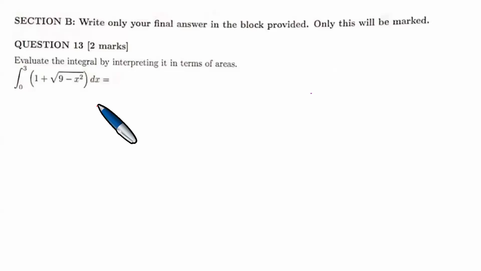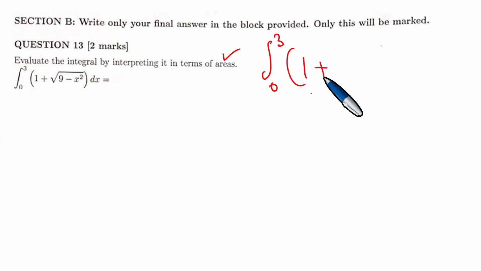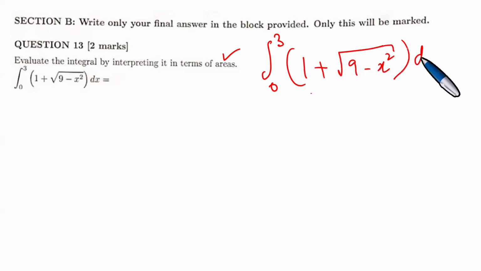In the next question, we have an integral to do: evaluate the integral by interpreting it in terms of areas. So we have the integral of 1 plus the square root of 9 minus x squared, dx. Now the question becomes, what is this integral? I'm giving you a minute to try this particular question.